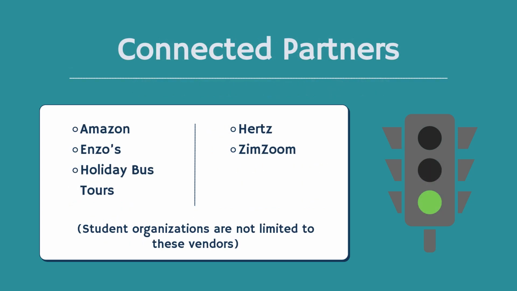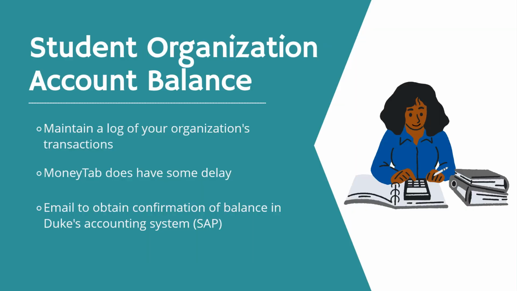There are a few external partners our office has relationships with that allow for easier ways to pay. These partners include Amazon, Enzo's, Holiday Bus Tours, Hertz, and ZimZoom. Once you submit a payment request, we will walk you through what is needed to access these amazing resources.